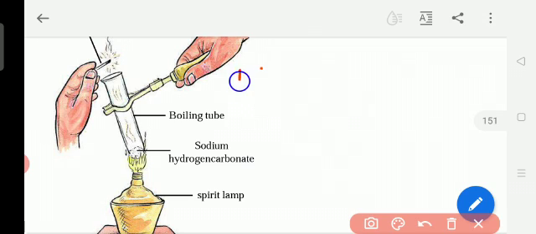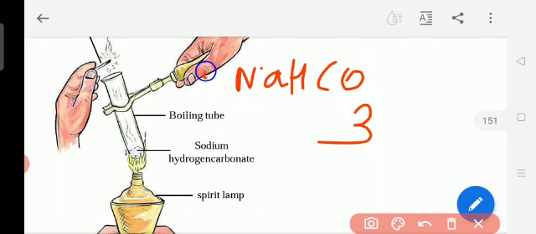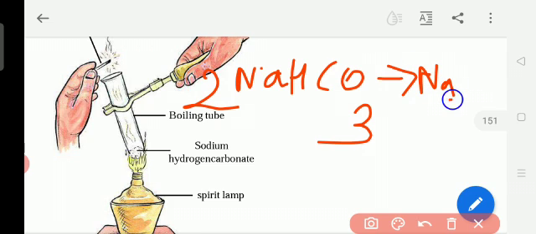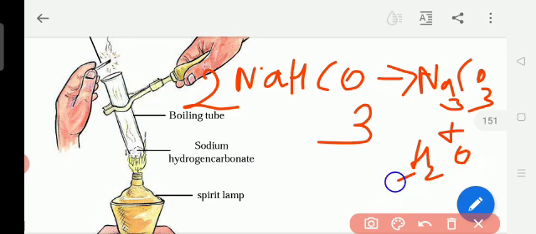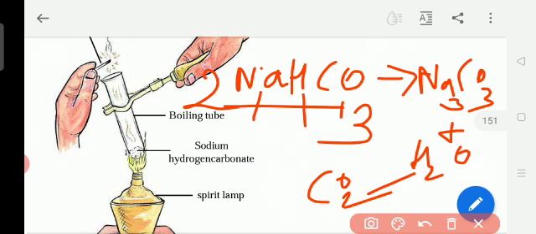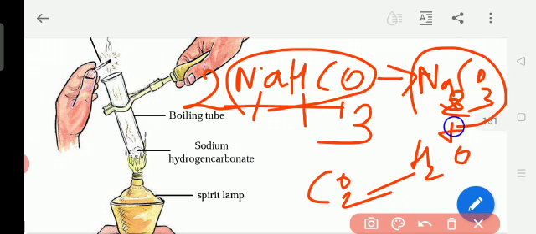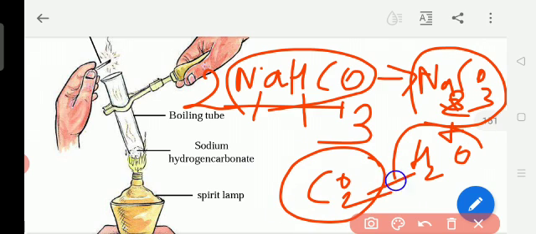For example, here sodium hydrogen carbonate NaHCO3, only one reactant is there. So this single reactant is breaking into three products: Na2CO3, sodium carbonate, plus H2O, water, and CO2. Near NaHCO3 you write sodium hydrogen carbonate. Na2CO3 means sodium carbonate. CO2 means carbon dioxide. H2O means water.